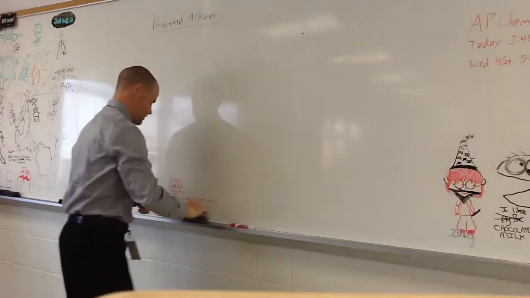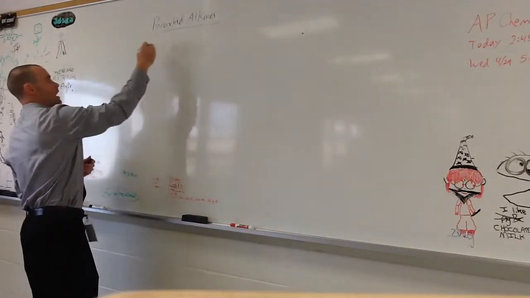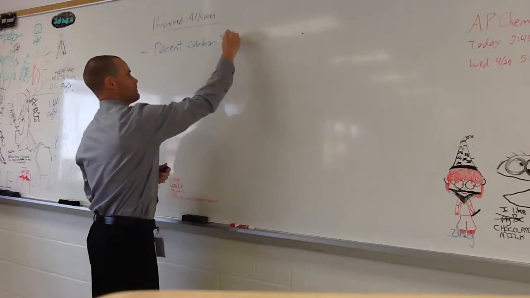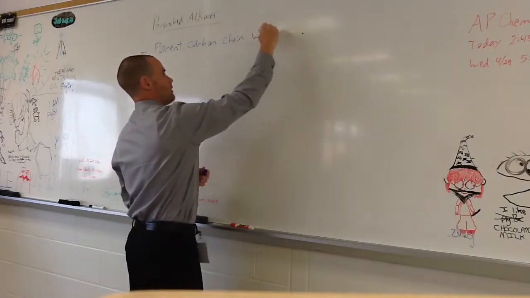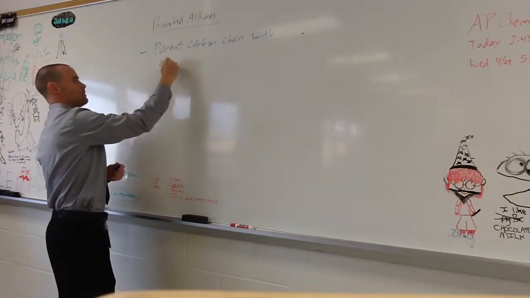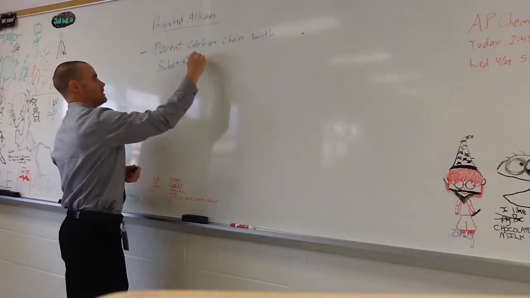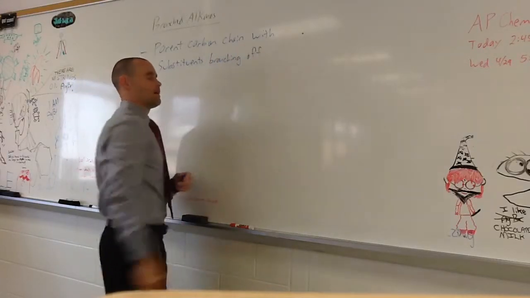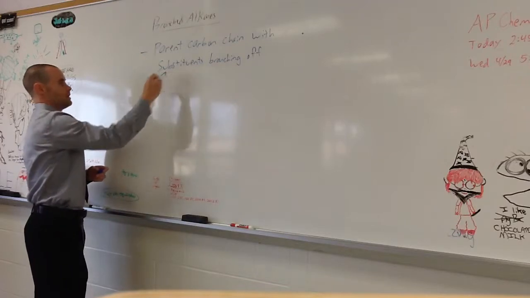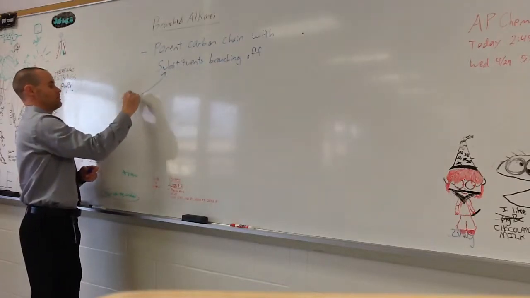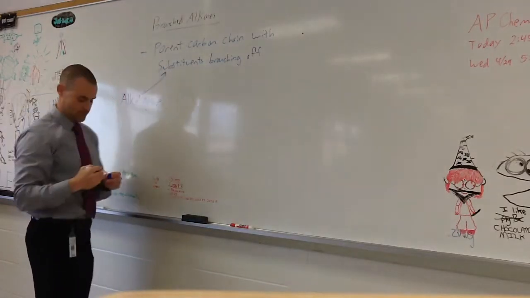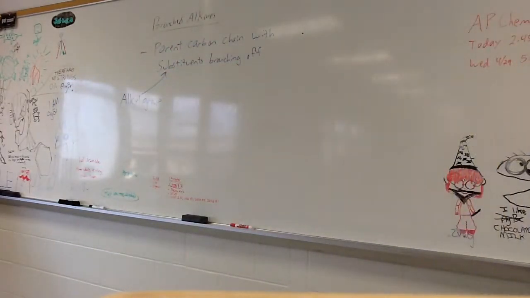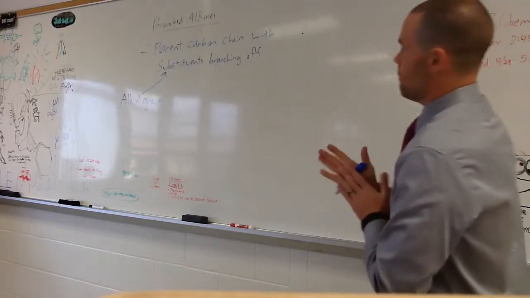Branched alkenes have a parent carbon chain with substituents branching off. Another word for a substituent is an alkyl group. You're going to learn some weird words today. But that's right. So, parent carbon chain.